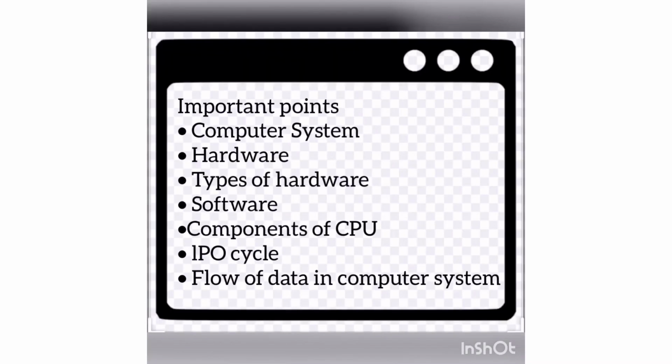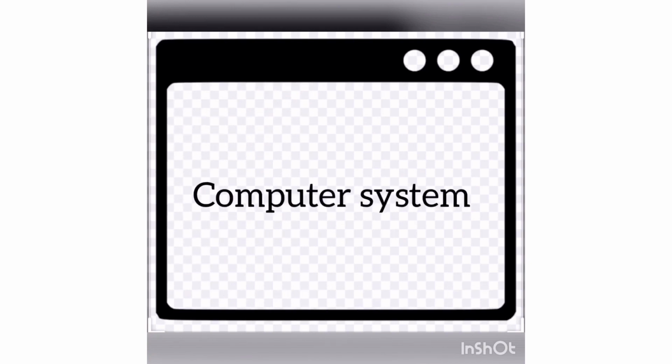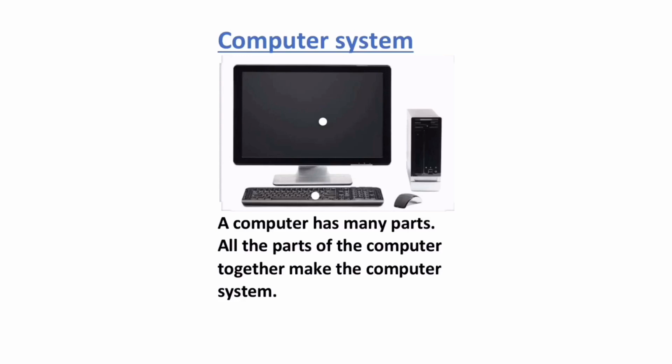Let's start our lesson. In this lesson, we are going to study some topics. The very first topic is computer system, hardware, types of hardware, software, components of CPU, IPO cycle, flow of data in computer system. So start with the first topic, that is computer system. So here we go. Computer system.